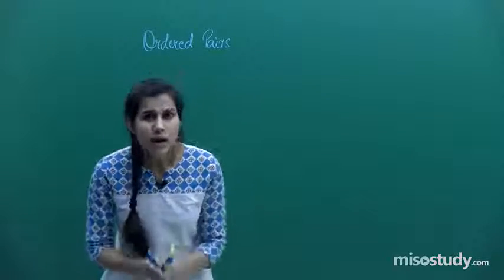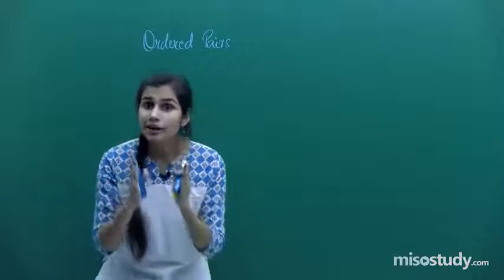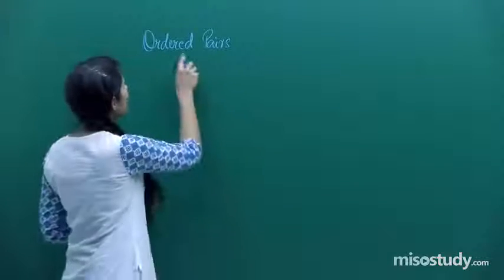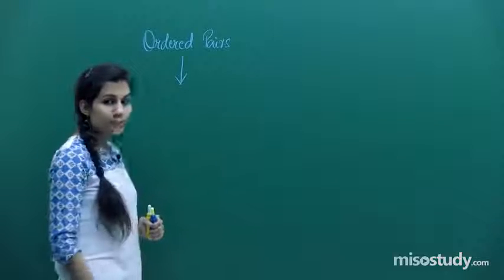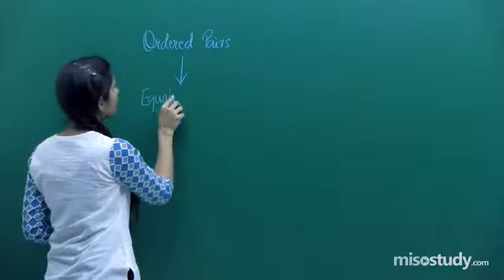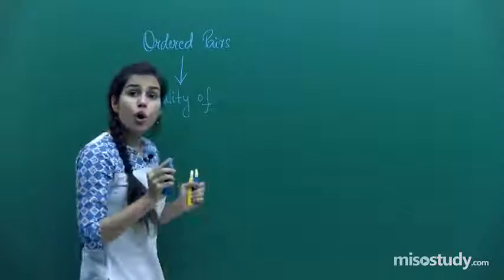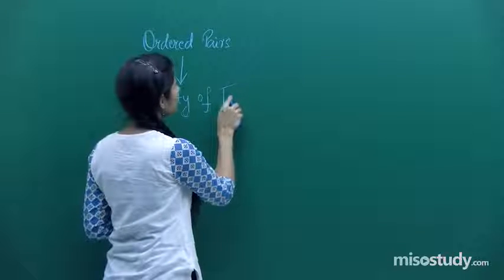Because we understood the next concept, that equality of two ordered pairs does not depend only on what objects have been used to make those pairs. In fact, the ordering should also be the same. And this brought us to the next concept, the equality of two ordered pairs.